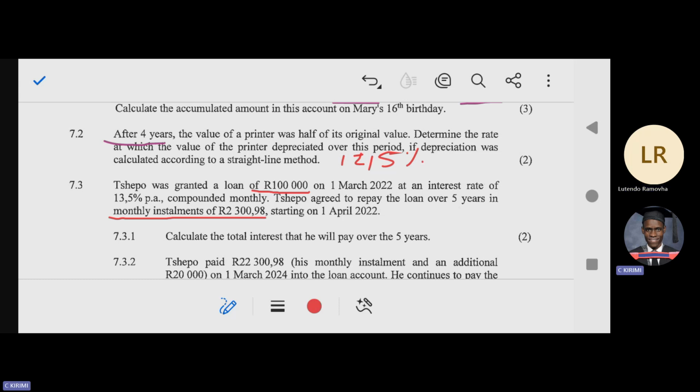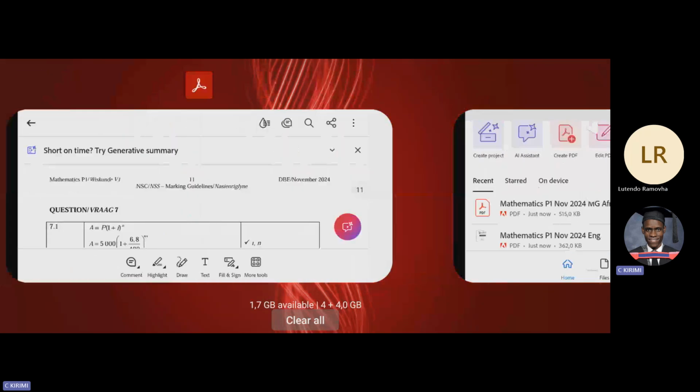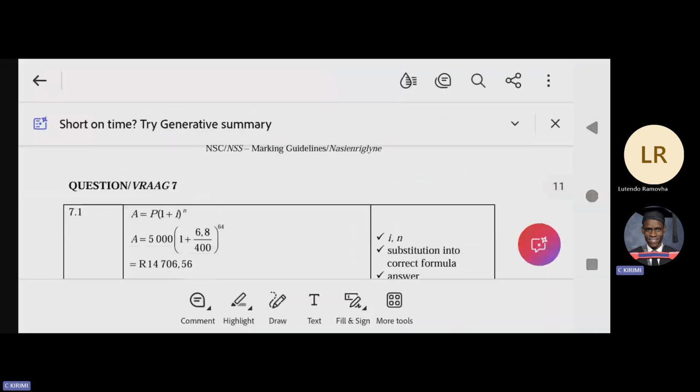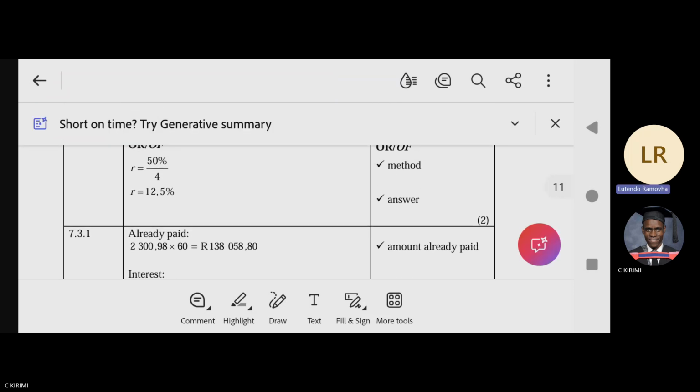So which means they've been given the loan on the 1st of March. Then the 1st of April, which means after a month has elapsed, that's when you start repaying the loan. So the question is saying calculate the total interest that you will pay over 5 years. Calculate the total interest that you pay over 5 years, which is 7.3.